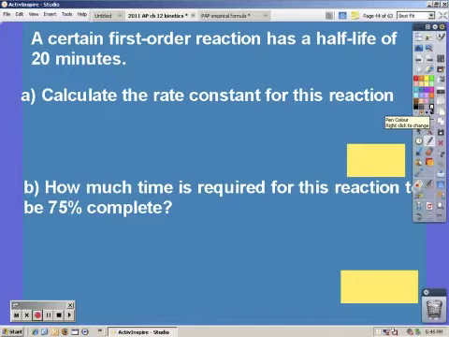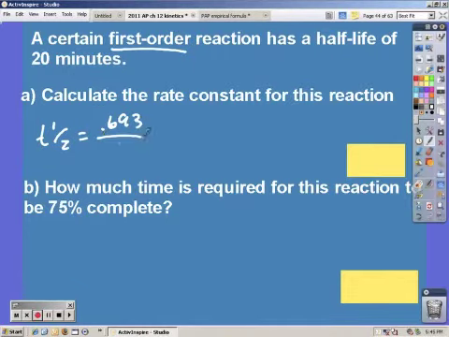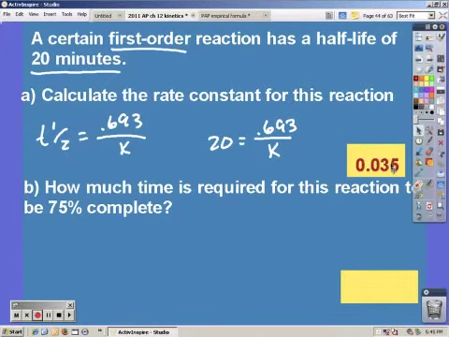So in this problem, it's telling us to calculate the rate constant, and they gave us the half-life. It's first order, so we know we're going to use that equation that we just saw a second ago. They gave us the half-life, 20 minutes, and 0.693, so k is going to have the units of minutes. But because it's first order, it's going to be 1 over minutes, or minutes to the -1.